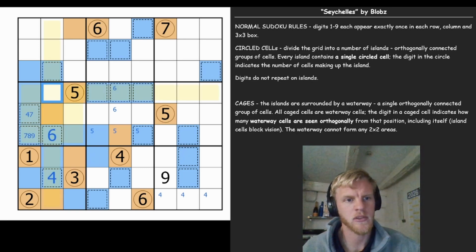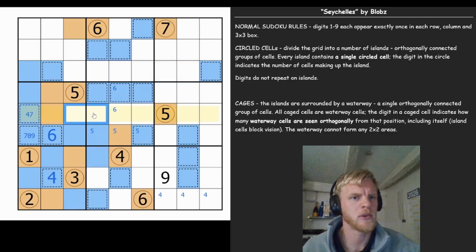This now is island because of the 2 by 2 area we are not allowed to fill. This cannot belong to 6, but it could belong to 5. This could be 4, yeah, to avoid the 2 by 2 pattern here. So this is minimum 3.